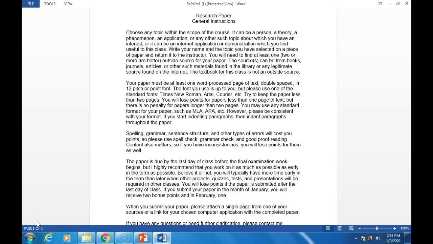Okay? Now, I do want you to double space. This is single space, so this would be more than what's required. I do want you to double space. Now, I want you to use a standard pitch or point font.